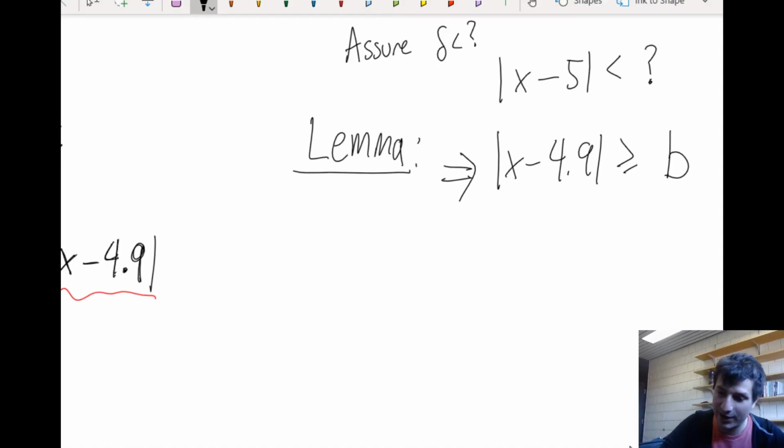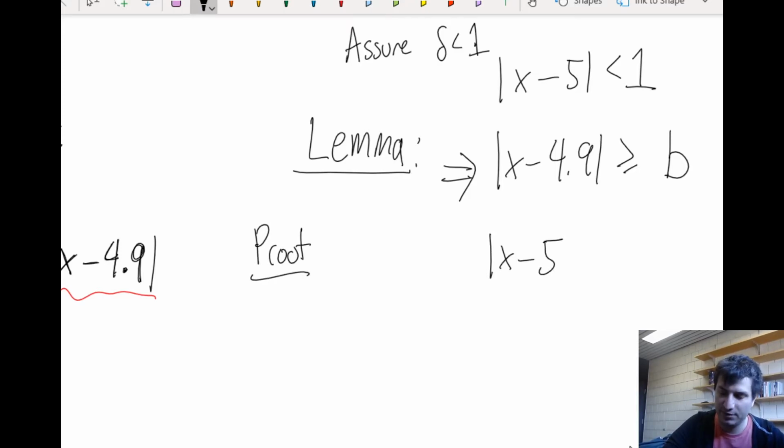Okay, let's go for it. We got to fill in, we got to figure out what b is. We got to figure out what the question mark is. A good way to start is to just try something. So let's just do the thing we always try. Let's try delta equals 1. Delta less than 1. And we'll figure out what b has to be. Okay, so here's the proof.